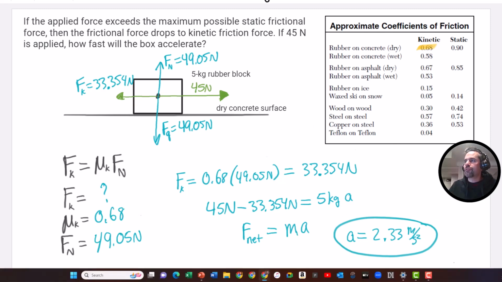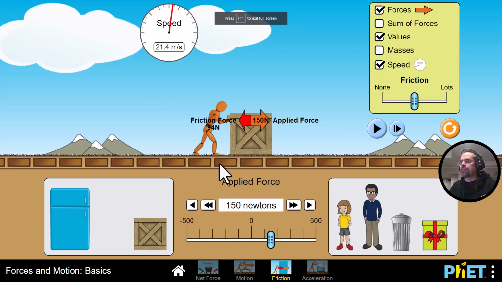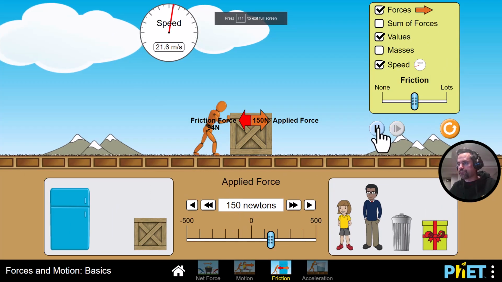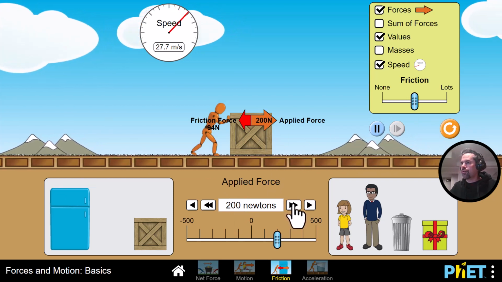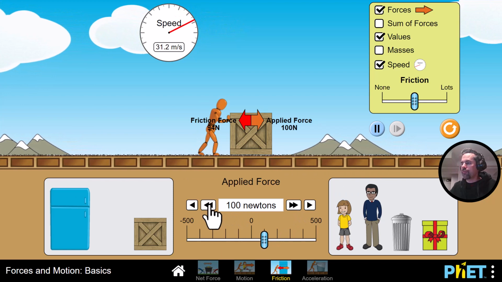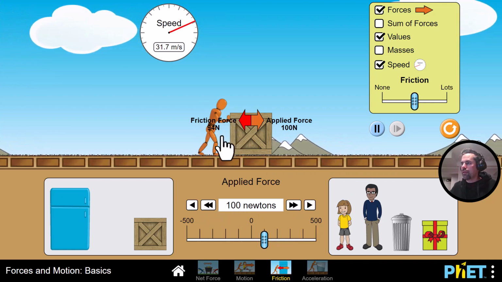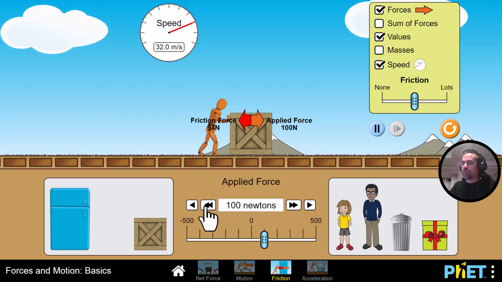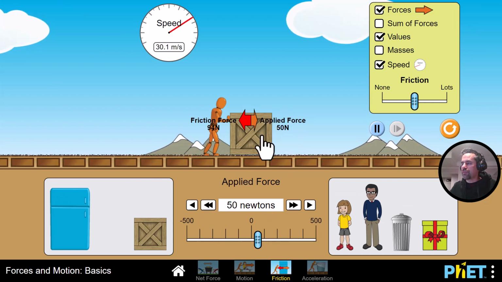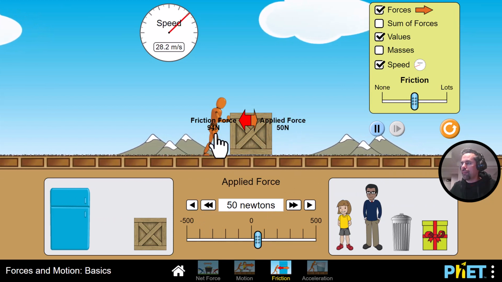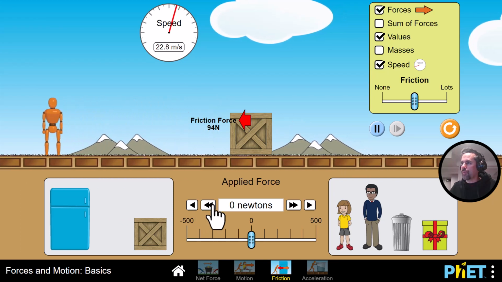Now it's interesting to note that once objects start to slide, it doesn't matter how hard you push on them. If I push on them with 200 newtons, the friction force is still 94 newtons here. That doesn't change once the object is moving. Notice now I have the applied force is less than the friction force, so now we're slowing down.